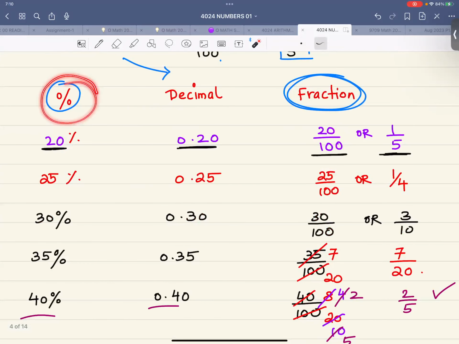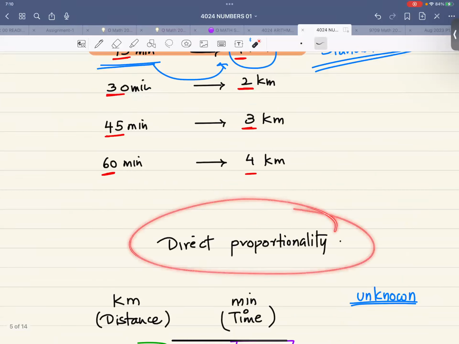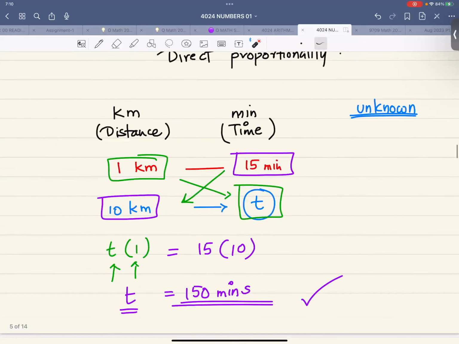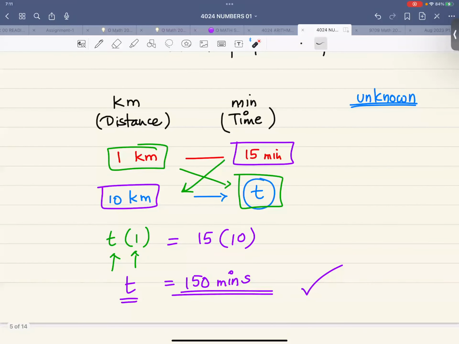If I travel 1 kilometer and I'm taking a time of 15 minutes, 2 kilometers will be completed in 30 minutes. 3 kilometers, 45 minutes, 4 kilometers, 60 minutes. So this is an example of direct proportionality. And then if we have to solve questions, we do it this way.